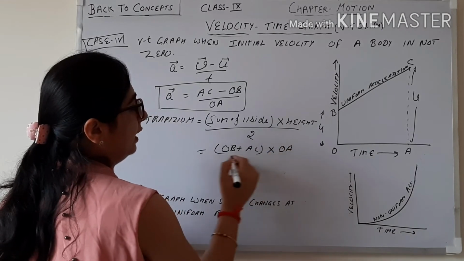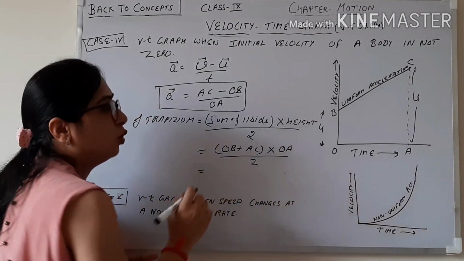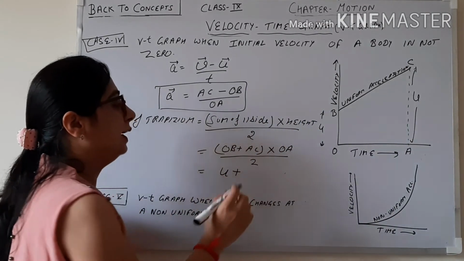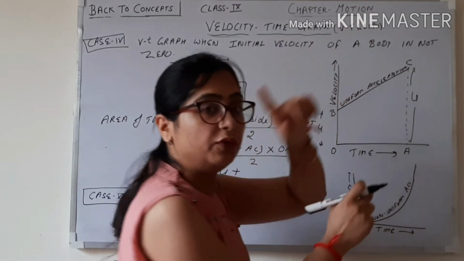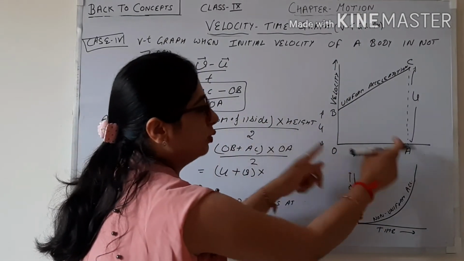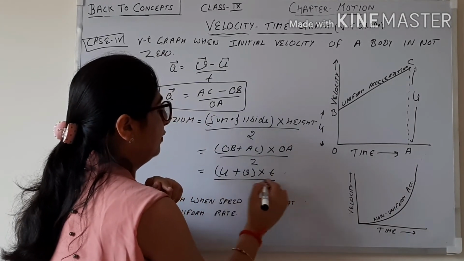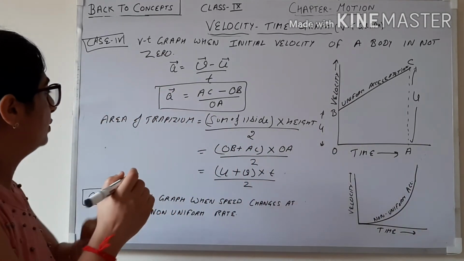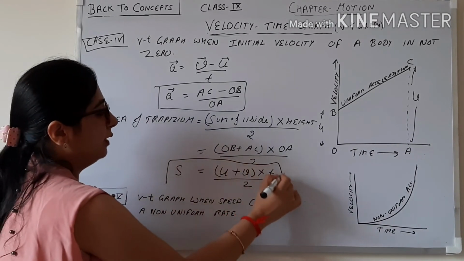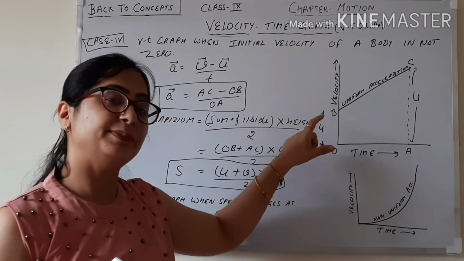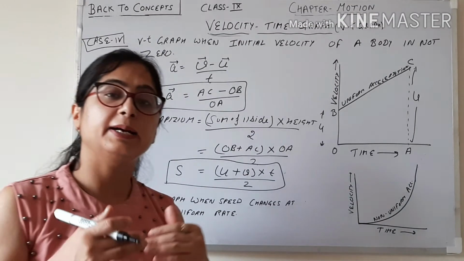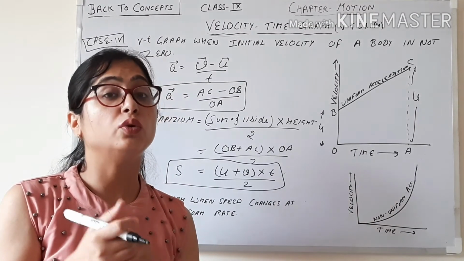OA divide by 2. And what is OB here? OB is equal to U. And what is AC? AC is equal to V, final velocity, multiply OA, that is equal to time interval, and divide by 2. Okay. So this is the distance covered by a body when it has some initial velocity. Okay. Now case number 5, when a body changes its velocity non-uniformly.